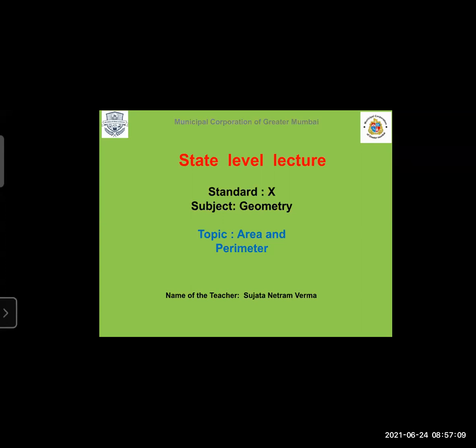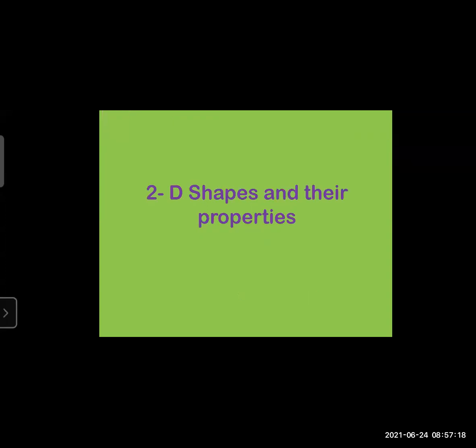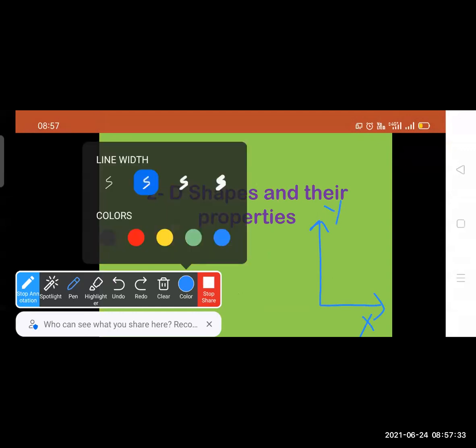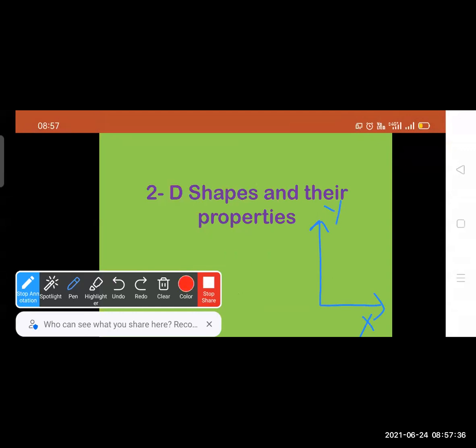So our topic is area and perimeter. Before starting today's lecture, let's revise 2D shapes and their properties. 2D means two-dimensional, so here we consider only two axes, the x-axis and the y-axis. Two-dimensional means we draw a few shapes like a square, rectangle, rhombus, trapezoid.